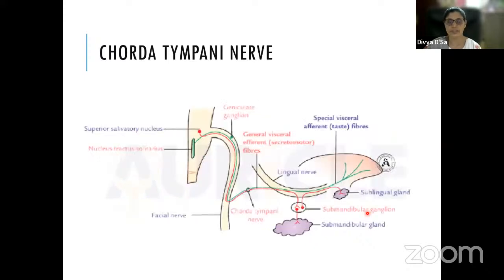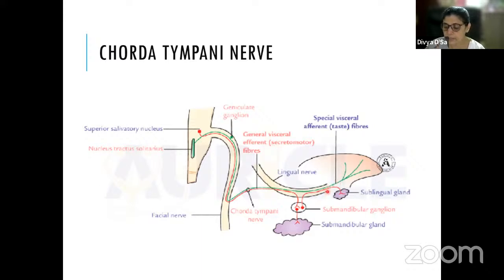What are the structures supplied by it? So if you see, the sensory fibers carry special sensations. It carries the taste sensations from the anterior two-thirds of the tongue, except for the circumvallate papillae, and it also carries sensations from the soft palate.